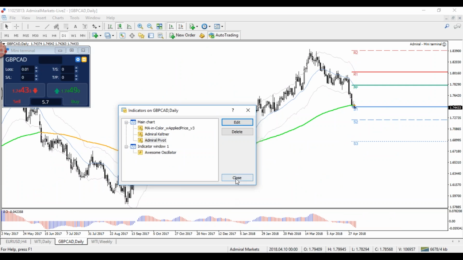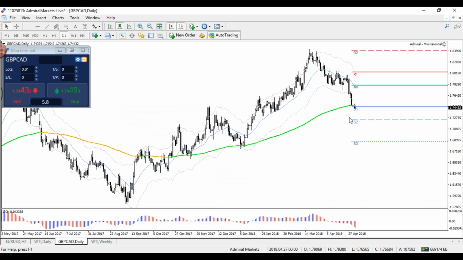There we go. The month just started, of course. May just started, April just ended. And price is right at the S1 already. That too could be a bounce or break spot. If it breaks down to S2, if it bounces, maybe rally up to the weekly pivot point, for instance.